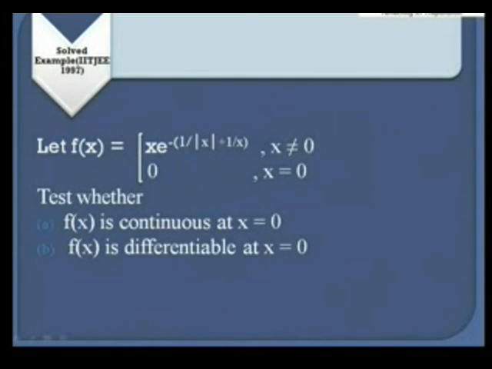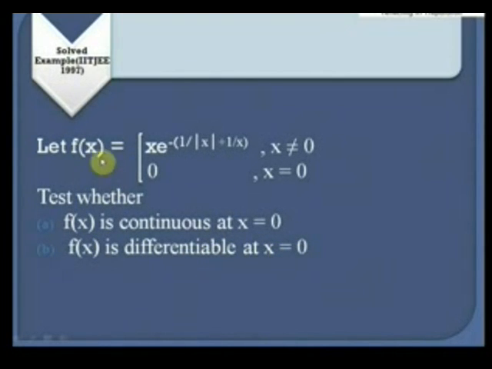Let's solve one more IIT problem. It appeared in 1997, and it is: let f(x) equal x into e to the power of minus 1 by mod x plus 1 by x when x is not equal to 0, and equal to 0 when x is equal to 0. Test whether f(x) is continuous at x equal to 0, and part b is, f(x) is differentiable at x equal to 0.